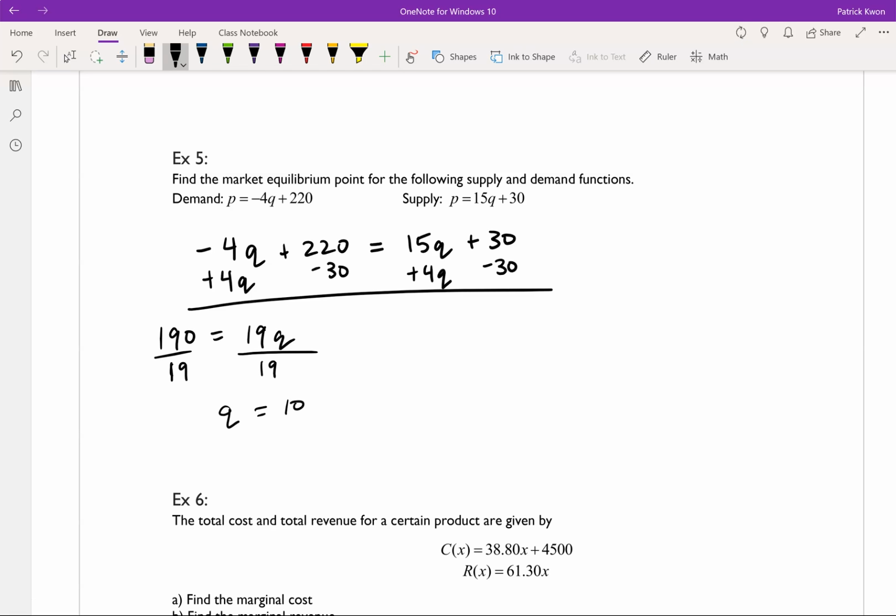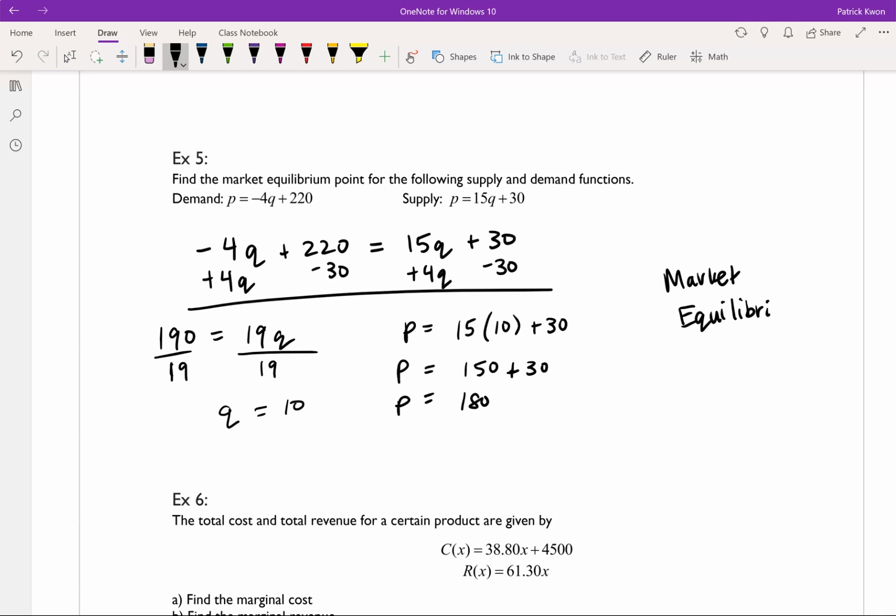And then I'm going to go ahead and plug that into my supply equation. And again, you can plug it into either equation that you prefer. I'm just going to go with the supply one for now. And I get P is equal to 15. Our Q value we found was 10. And then we can add 30 to that, which is equal to 150. And if I add 30 to that, we get 180. So again, quarter pounder, our market equilibrium point, $10,180.